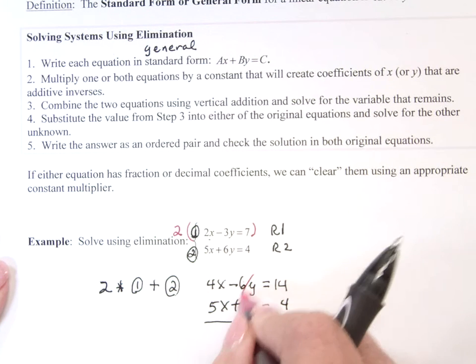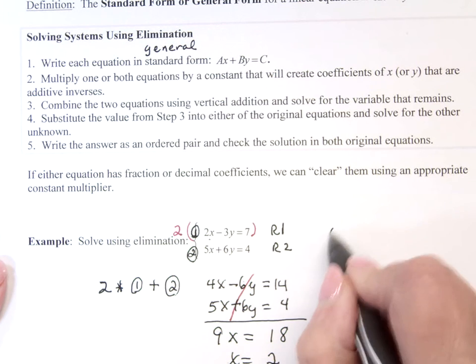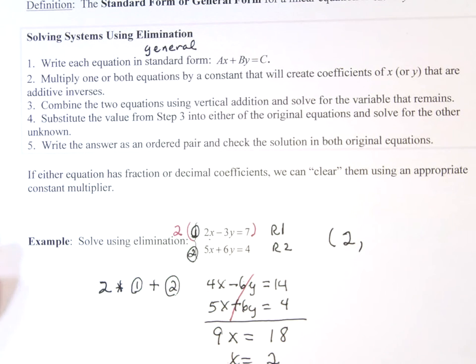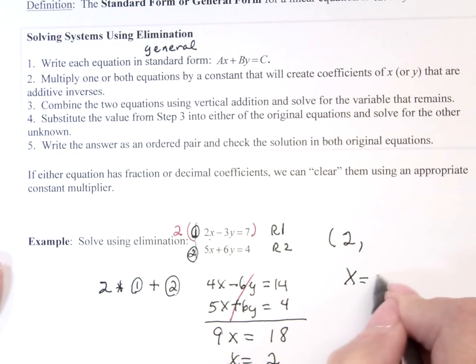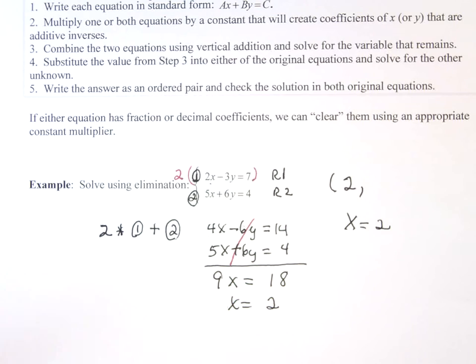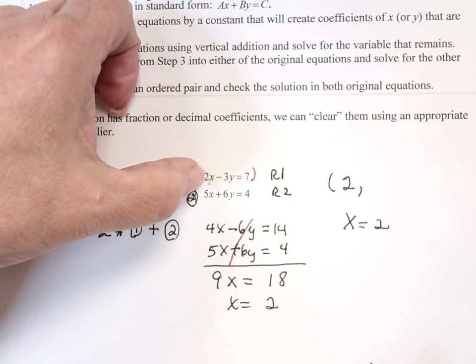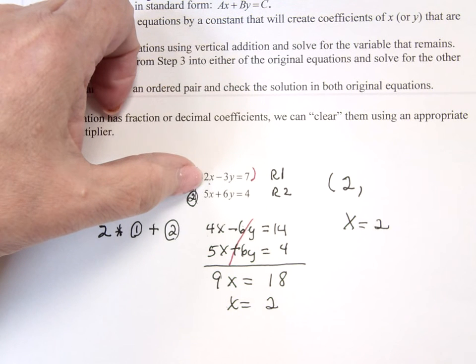Notice that indeed the y's do drop out. 9x equals 18, or x equals 2. So now I have the shared x value, and the shared x value is x equals 2. I can use either of the two equations, and I go back to the original to find y. I'll just use the first one.